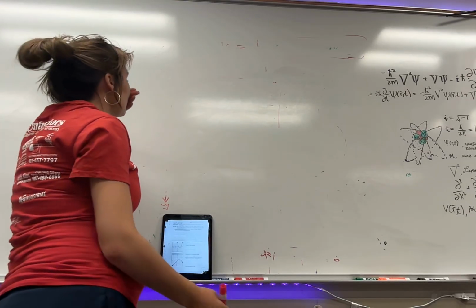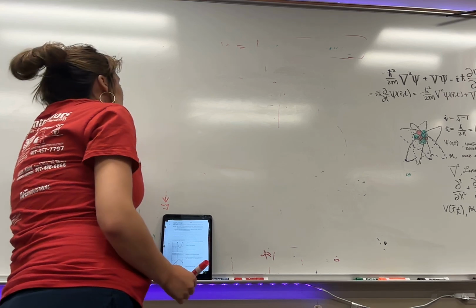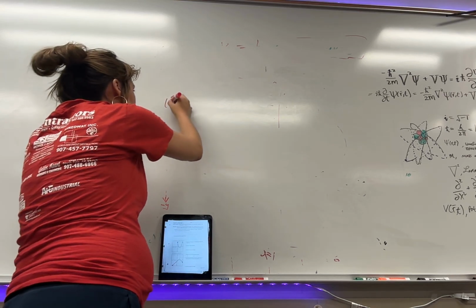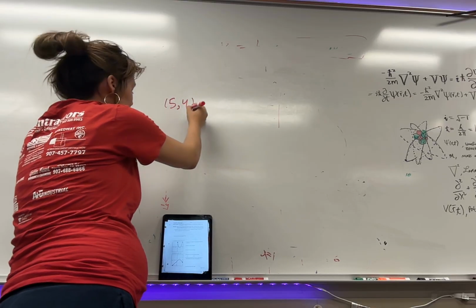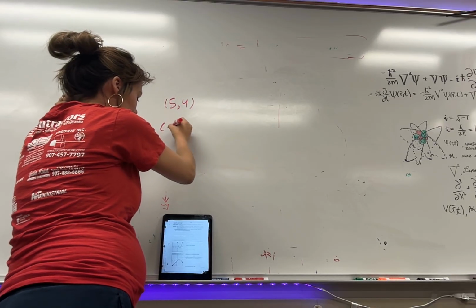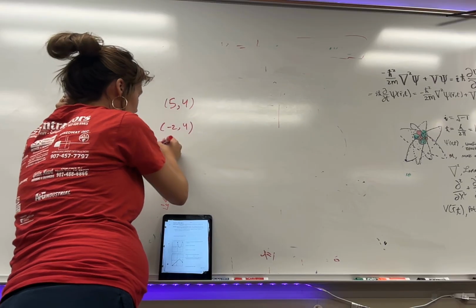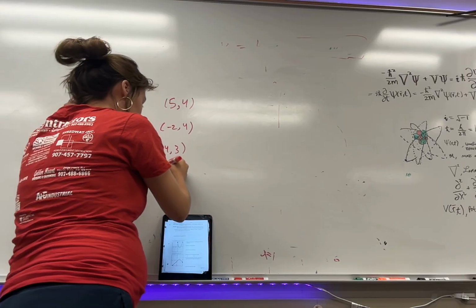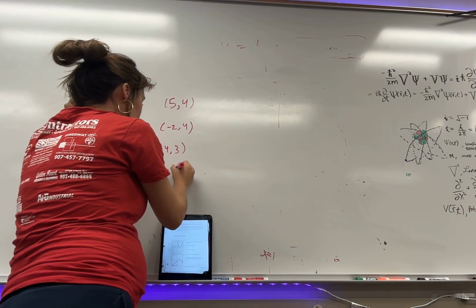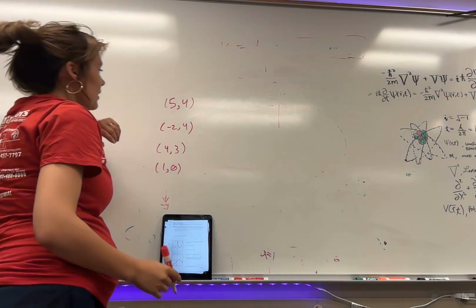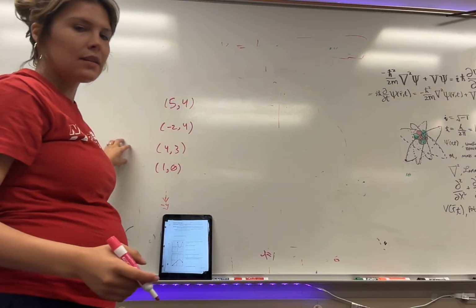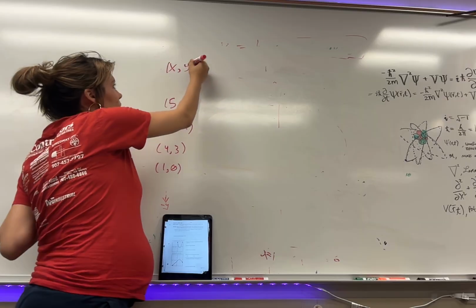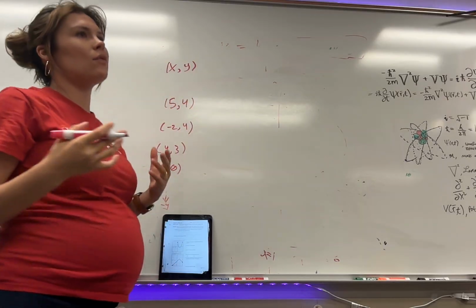How do we know if it's a function? Well, the definition of a function, let's look at these points first. You're given the points (5, 4), (-2, 4), (4, 3), and (1, 0). Okay. What are these? This is in the form (x, y). These are an ordered set of coordinates.